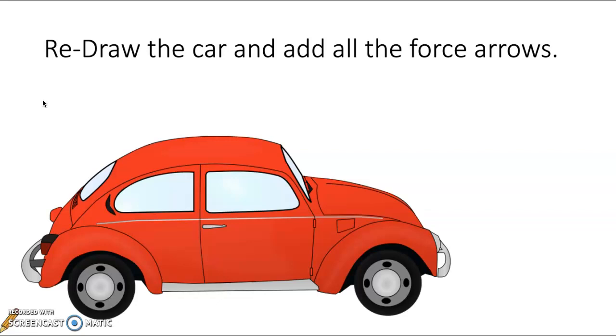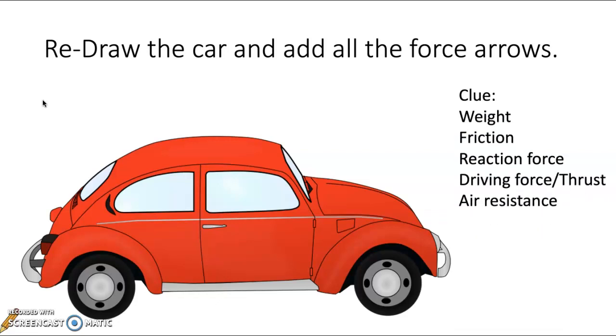So, I would like you to redraw the car and add all the force arrows. You can simply copy and paste the picture of a car from this PowerPoint into your notes, or you can find your own picture of a car, but it must be from a side-on view. You need to add the arrows for weight, friction, reaction force, which is the force of the ground pushing back up from the weight of the car, and you also need to add driving force and air resistance.